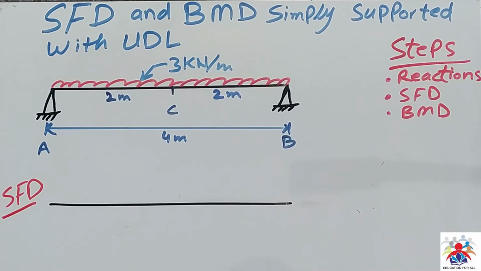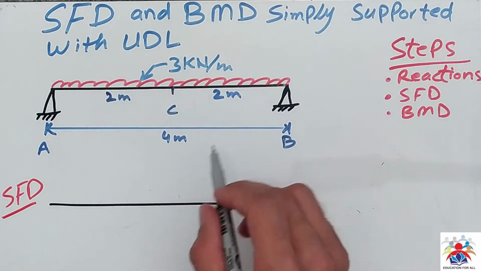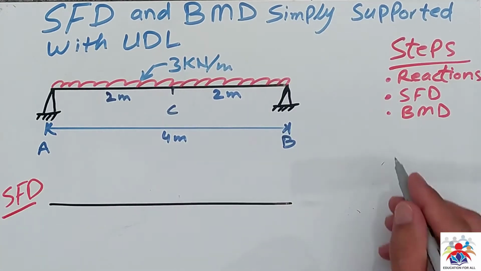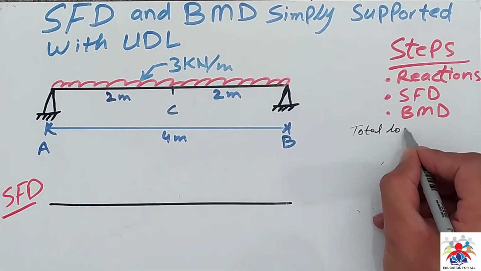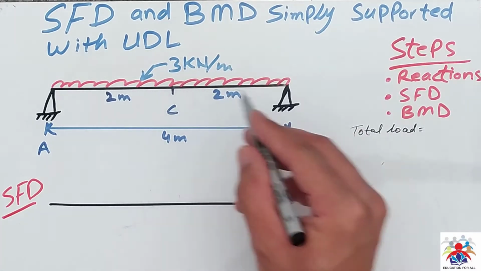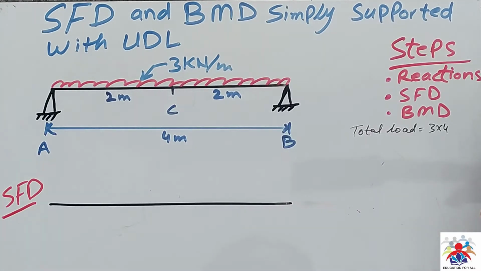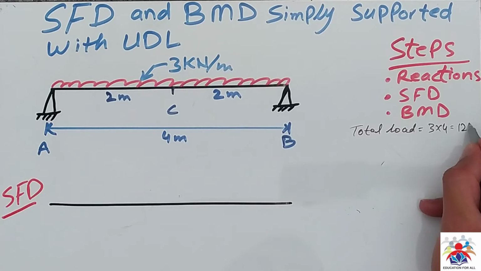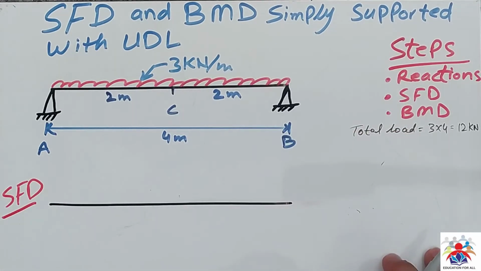So first of all, we will calculate reactions. The reactions are very simple. As you can see, the load is 3 kN per meter over the length of 4 meters. So the total load is equal to 3 multiplied by 4. It will be 12 kilonewton. So 12 kilonewton is acting downwards on our beam.